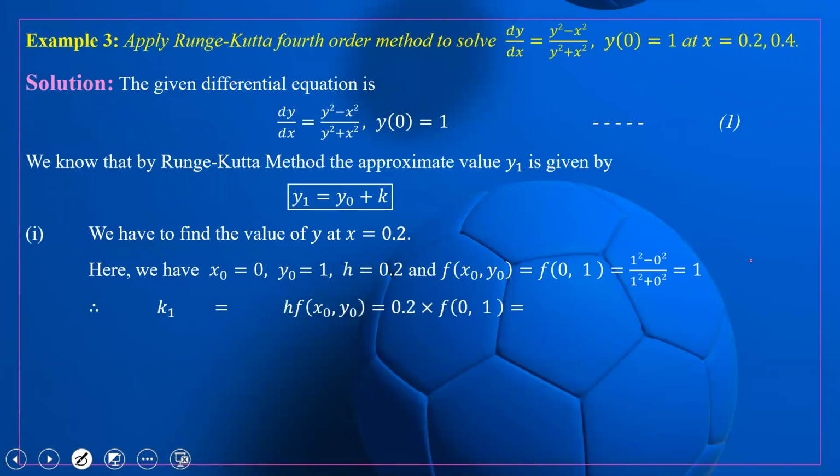So k1 is equal to h times f of x0, y0. So this is 0.2 into f of 0, 1, and we calculated the value of f of 0, 1, it is 1.